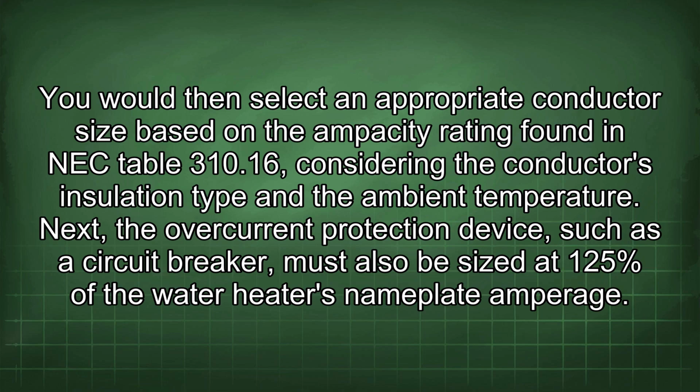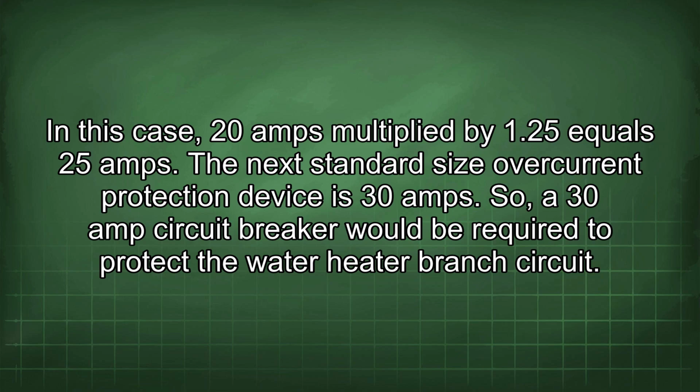Next, the overcurrent protection device, such as a circuit breaker, must also be sized at 125% of the water heater's nameplate amperage. In this case, 20 amps multiplied by 1.25 equals 25 amps. The next standard size overcurrent protection device is 30 amps. So, a 30 amp circuit breaker would be required to protect the water heater branch circuit.